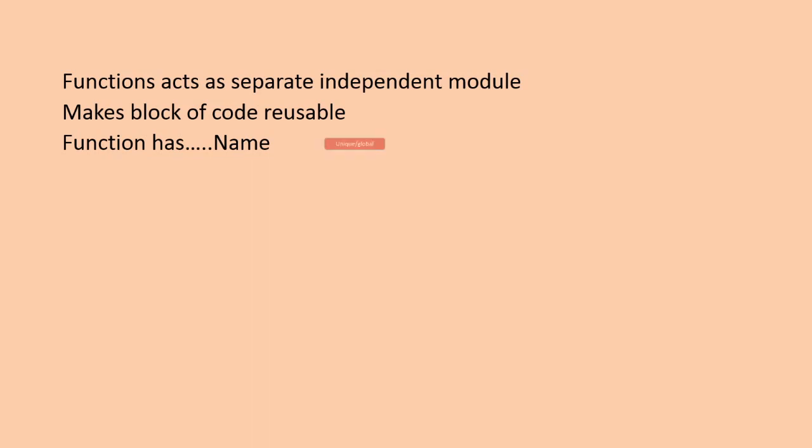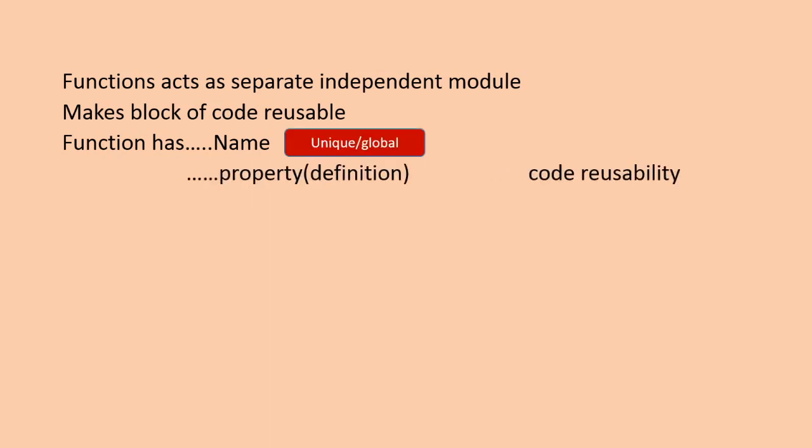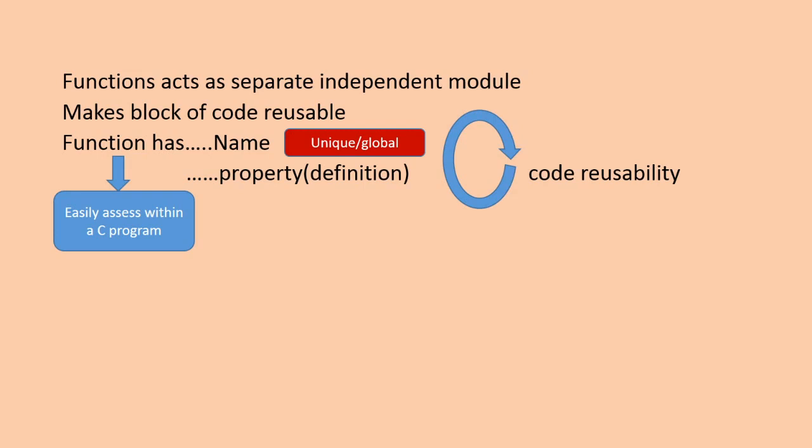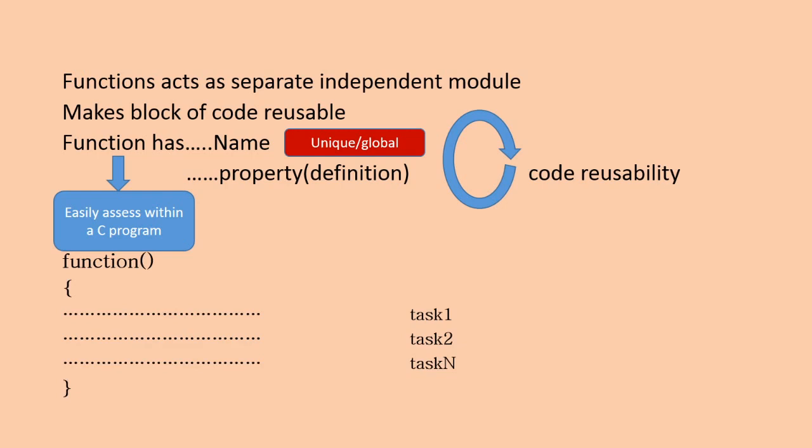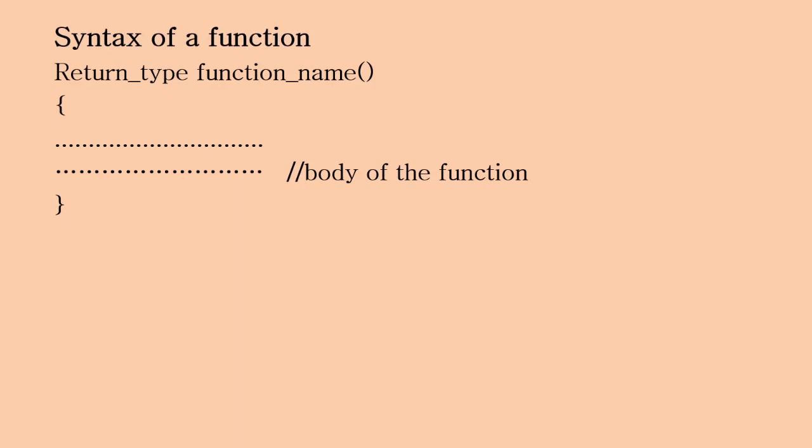Here a function has a name which is unique and global, and it has a property, that is the definition, the tasks that are to be performed inside the function. A function is used for code reusability, that is it can be used again and again, and it is easily accessible within a C program. You can see the structure of a function. Different tasks are written inside the body of the function, inside the curly brackets. Here we will see the syntax of the function: return type, function name and the body of the function.